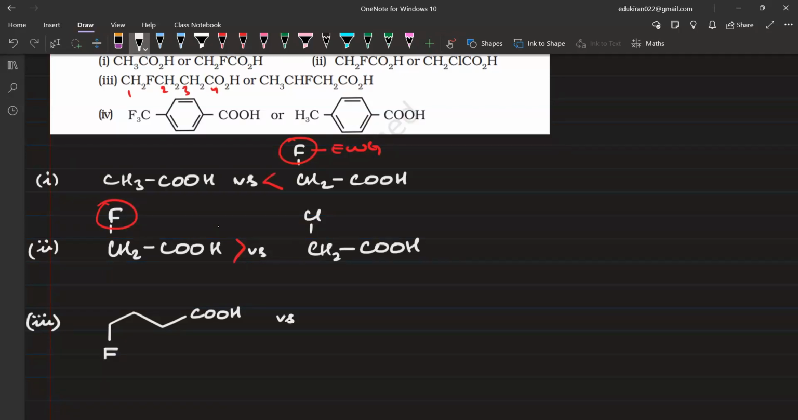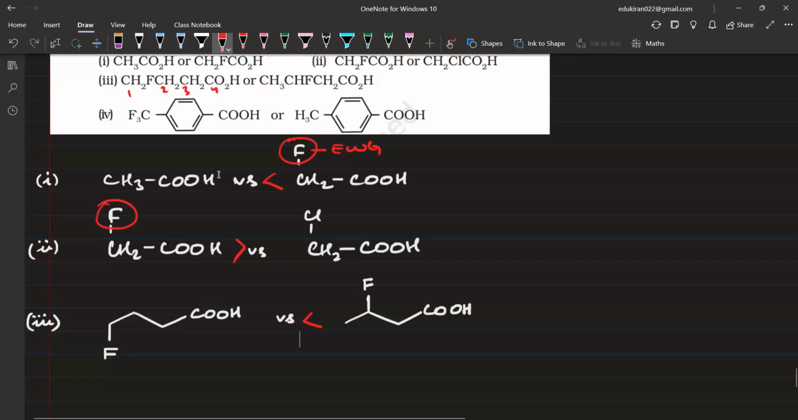Now versus we have something different. That is again 4 carbon atoms. COOH, and fluorine is on the first carbon, second carbon, third carbon atom. Fluorine is here. Okay? Now, here they are talking about the distance dependence of the fluorine group. Fluorine is nearer to the carboxylic acid group in the second case. That is why it will be able to pull the electron density much more easily from the carboxylic acid if it is near to the carboxylic acid. That is why this is more acidic.